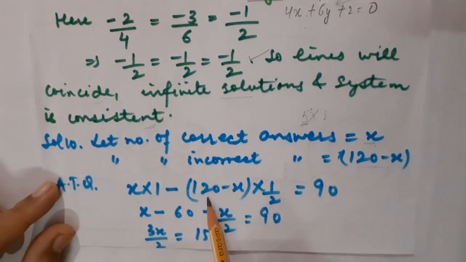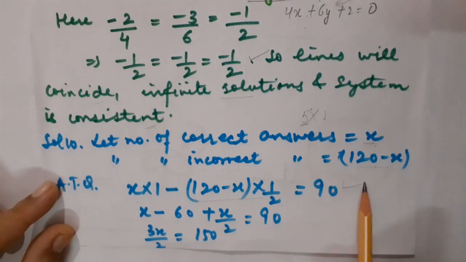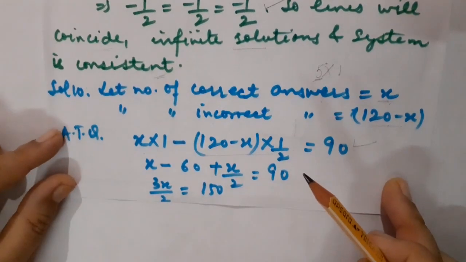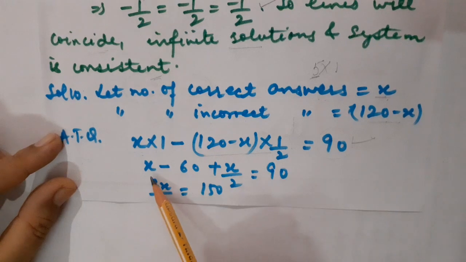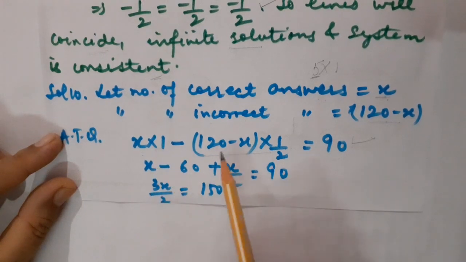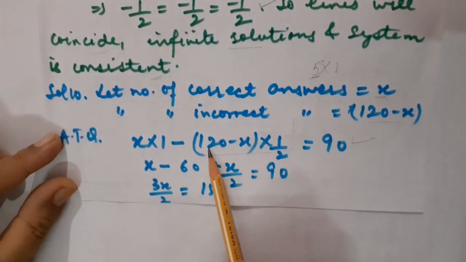So it would become 120 minus x into half. These many marks will be deducted. So how many marks were got by Rahul? That is equal to 90. So children, after solving this expression, I have got x. This is half will be multiplied by 120.